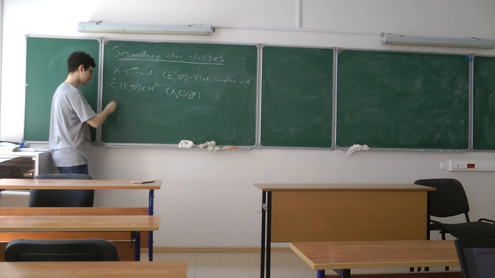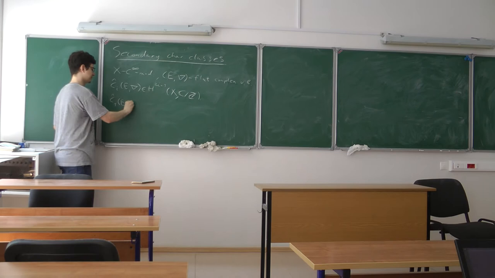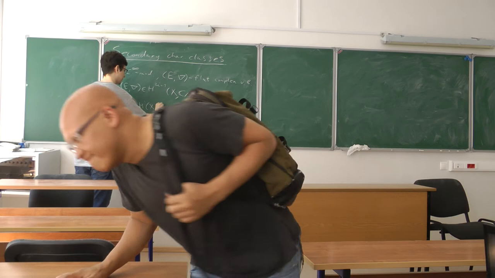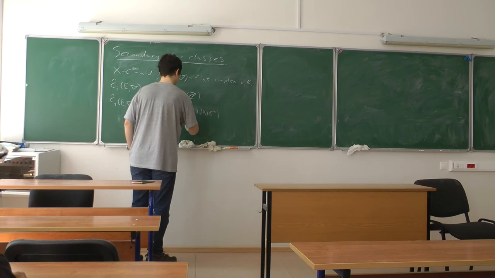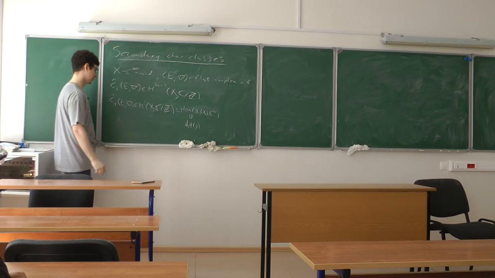And c_1, for example, is given basically by the first homology, which is the same as Hom from pi_1 of X to C star, and you just take the determinant of the associated representation of the fundamental group. These are equal.